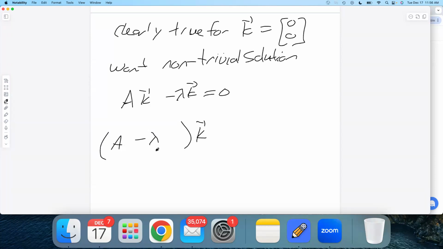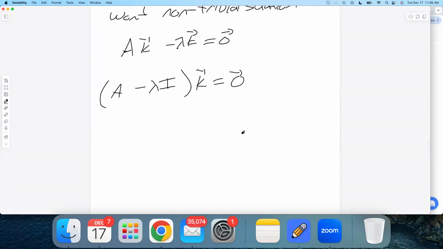But what I can do to make this mathematically equivalent to what I have there is put the identity matrix here. So I'm taking lambda times the identity, in this case a 2 by 2 matrix. Now this makes sense. And I want that to equal, this is a vector over here, the 0 vector. Again, in the real number system, if two things multiply to be 0, one of those things must be 0. That's not true for matrices.